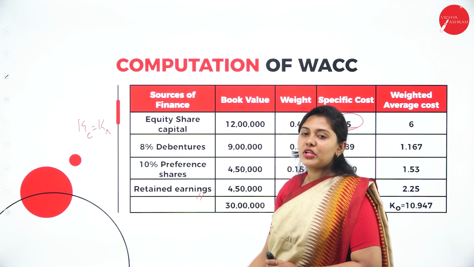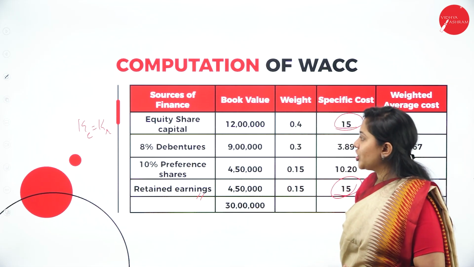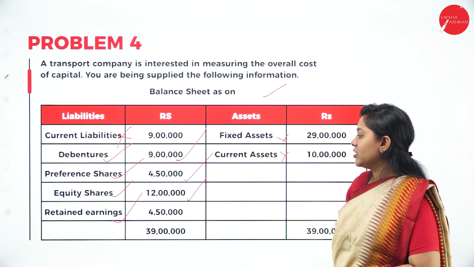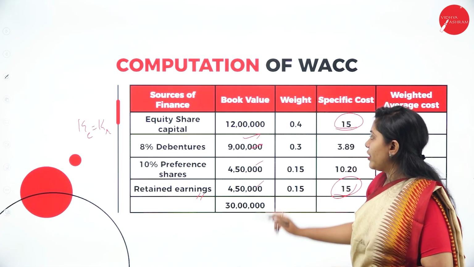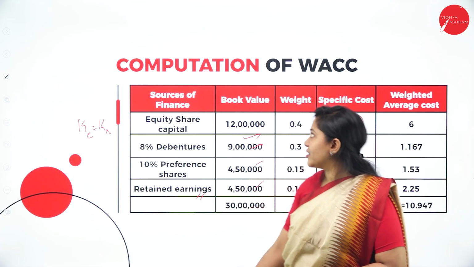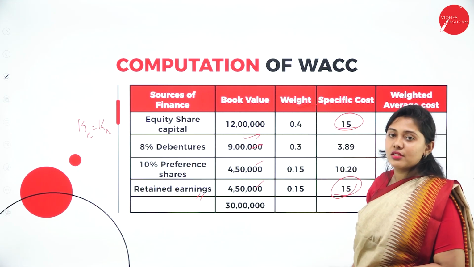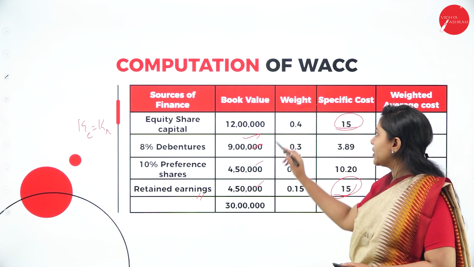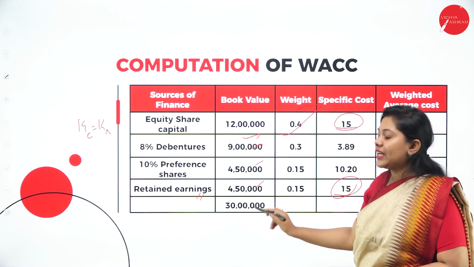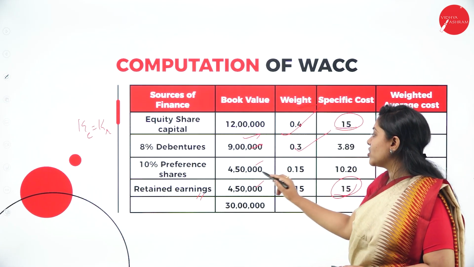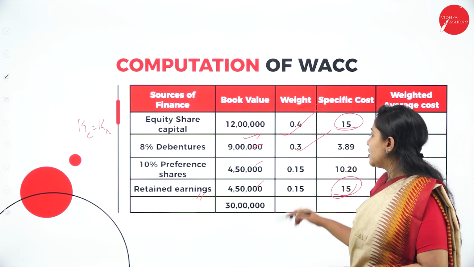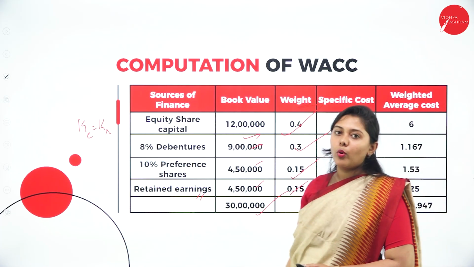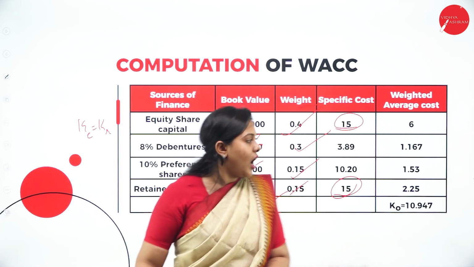All this information we have taken from the balance sheet. 9 lakh, 4 lakh 50, 12 lakh. The book value, the weight. So the total of it will be 30 lakh. 12 lakh divided by 30 lakh, 0.4. 9 lakh divided by 30 lakh, 0.3. 4 lakh 50 divided by 30 lakh, 0.15 is the answer.